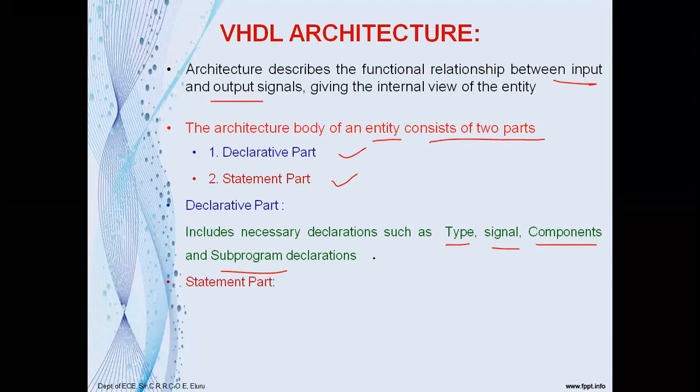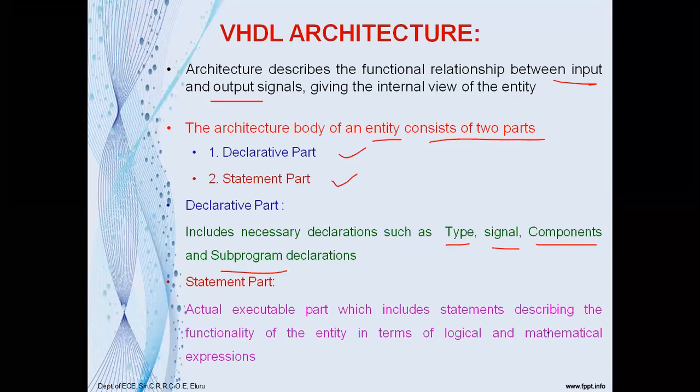The second part of the architecture is the statement part. Here the statement part describes the functionality of the entity. What function is going to be implemented? For example, a full adder, a half adder, an encoder circuit, a decoder circuit, a multiplexer, an arithmetic logic unit, or a shift register. These are all examples of an entity, the system which is going to be modeled.